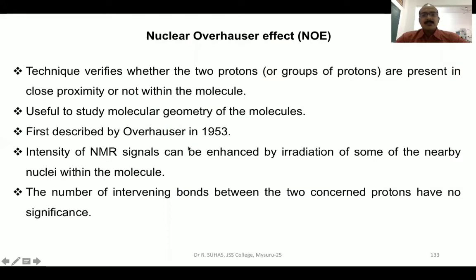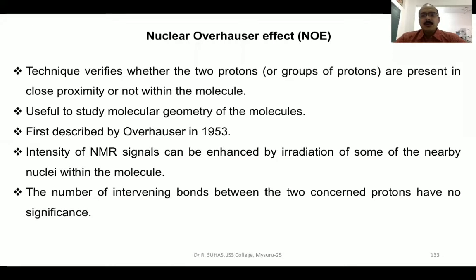First, we will see what the nuclear Overhauser effect is. The abbreviation is NOE. Say for example, you have a molecule. In that molecule, if you want to see whether two protons are nearby each other or not, then you have to go for the nuclear Overhauser effect. Here, Overhauser is the name of the scientist who discovered this effect, and in his honor, this effect is named the nuclear Overhauser effect.